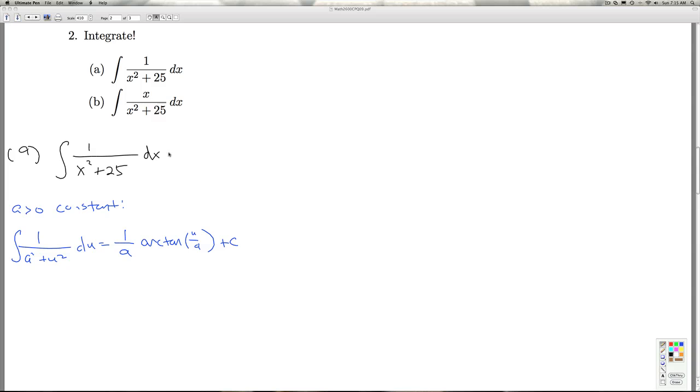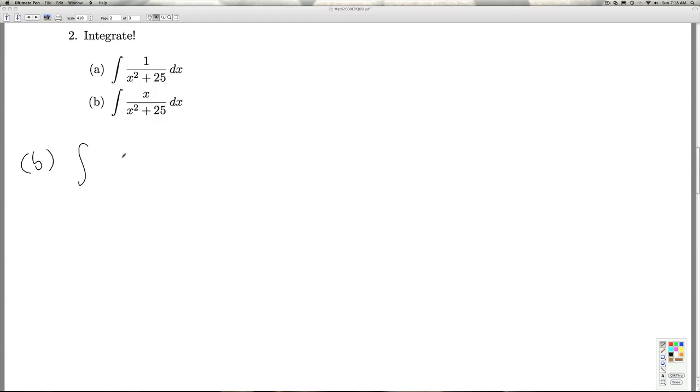Alright, so I look at this integral, and what do I notice? The variable u in this case is x, so I don't need to do any substitution. It's x squared dx, and the constant here is 25. So 25, that's the a squared, which means I can take a to be 5. So I apply the formula. It's 1 over a, 1/5, arctangent u over a, x over 5, plus c. And that's all there is to part A.